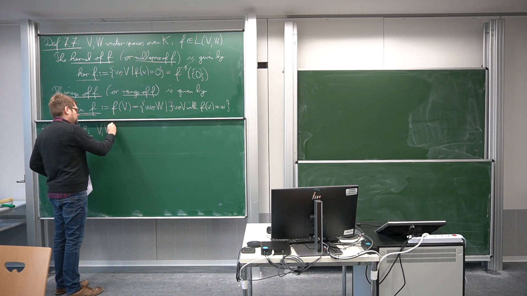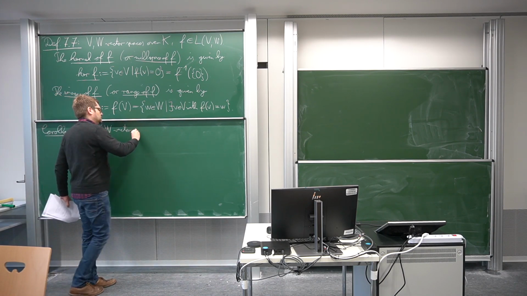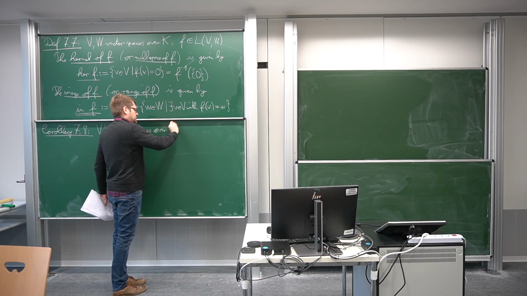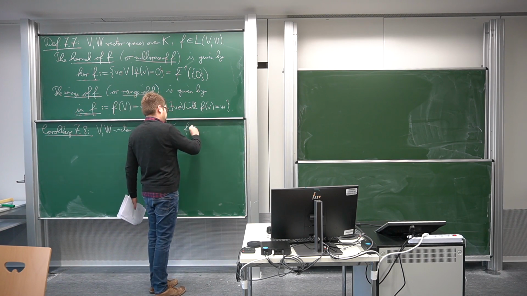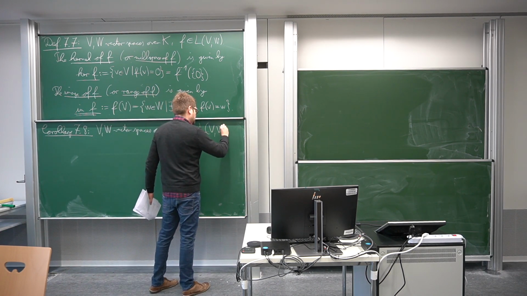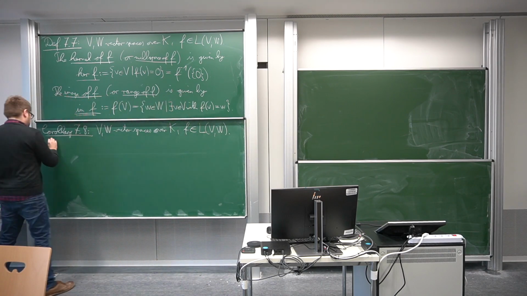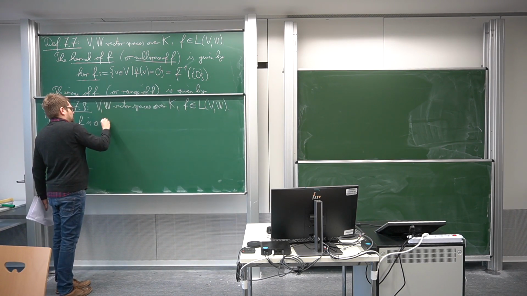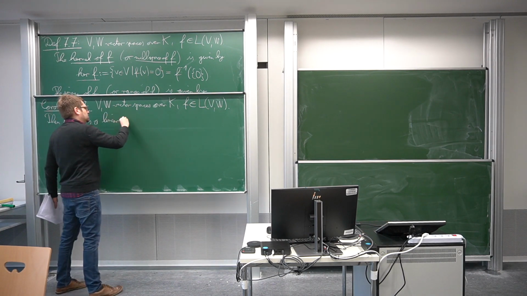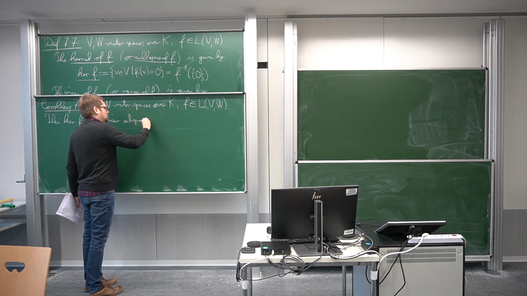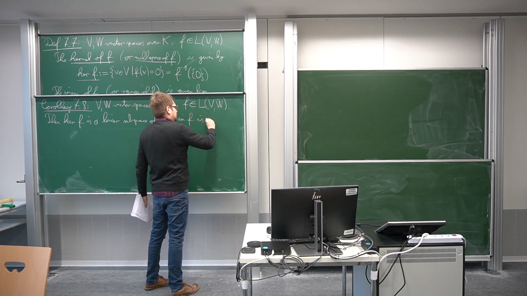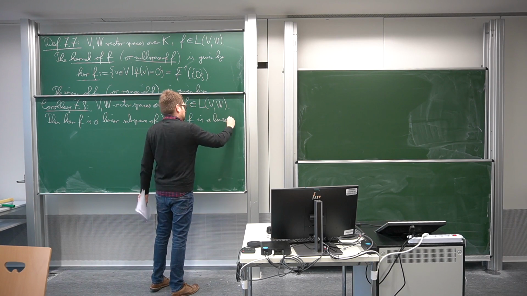Corollary 7.8. Let V, W be vector spaces over K and F be a linear map from V to W. Then the kernel of F is a linear subspace of V and the image of F is a linear subspace of W.